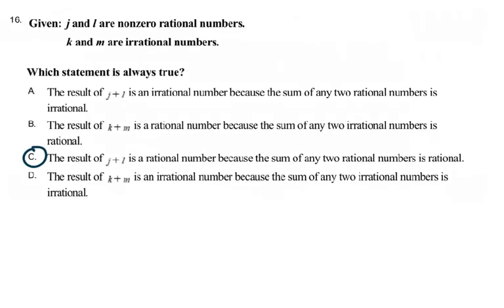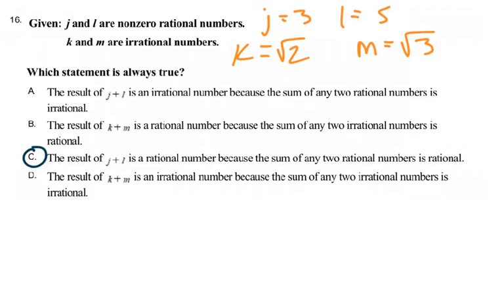Okay, for this one, I was just plugging in some random values. So it says J and L are non-zero rational numbers. So let me do J is 3 and L is 5. K and M are irrational. I'm going to do square root of 2 and the square root of 3. And then it says which statement is always true. The result of J plus L is a rational number. So 3 plus 5 gives you 8. Yeah, that one's the only one that works, so it's C.